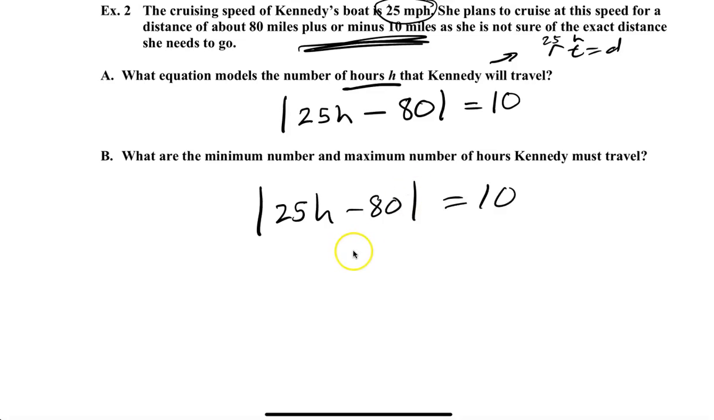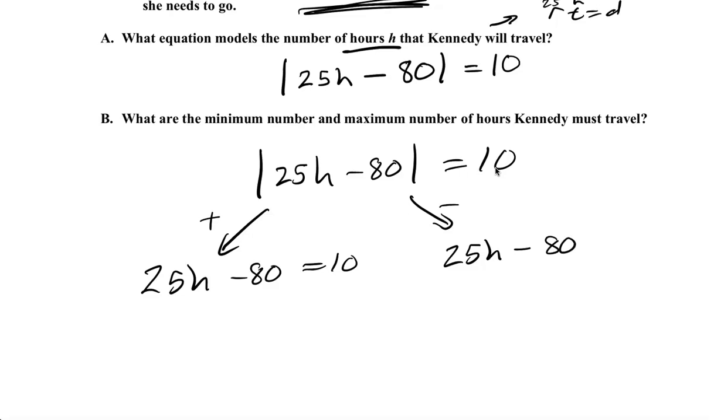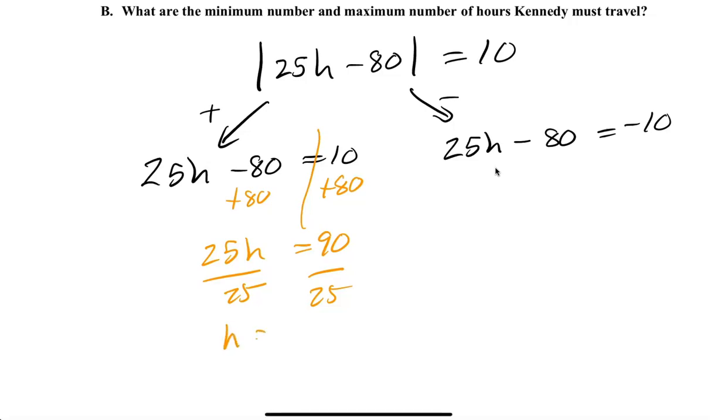It's already isolated, so all we gotta do is split it. So we're gonna do the positive one, where we just keep everything the way it is, 25h minus 80 equals 10. Then we do the negative one. Again, the negative one, we do not change the absolute value, we change the answer. So 25h minus 80 equals negative 10. And then we just solve each one. So we're going to go plus 80, 25h equals 90, divide by 25, divide by 25. H is going to be about 3.6.